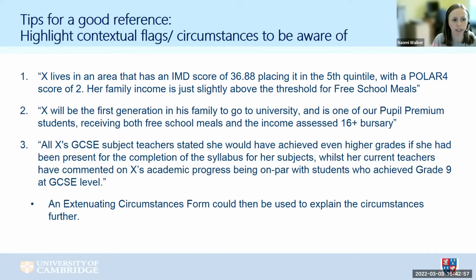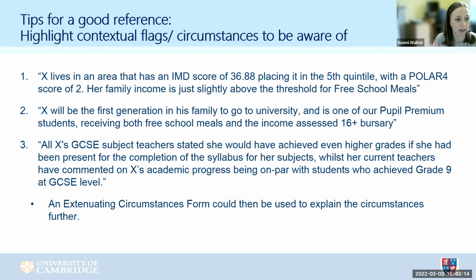A couple of other examples there. So first generation in their family to go to a university, we don't actually get that information from UCAS. It's not a flag that goes on their application in the same way as some of the ones that we talked about on Tuesday, but it does still tell us something about their backgrounds. It's useful information to know.